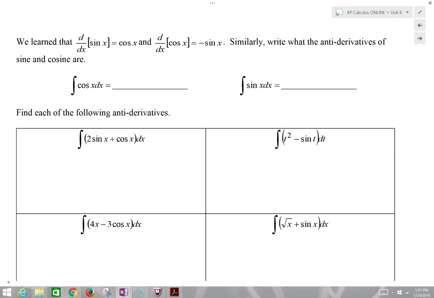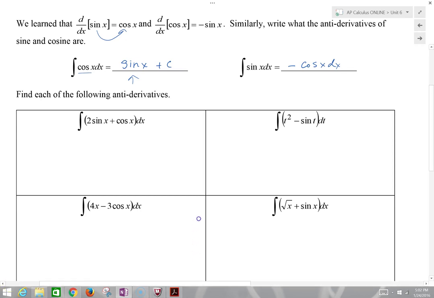So the integral of cosine of x dx, well, since cosine is the derivative of sine, and sine is the derivative of cosine, one of them is negative, this is going to be equal to sine x plus c. And you can check your answer by taking the derivative of this right here. What is the derivative of sine of x? The derivative of sine of x is cosine x, and that's what we have there. The integral of sine x dx is equal to negative cosine x, because the derivative of cosine is negative sine, therefore the integral of sine needs to be negative cosine.